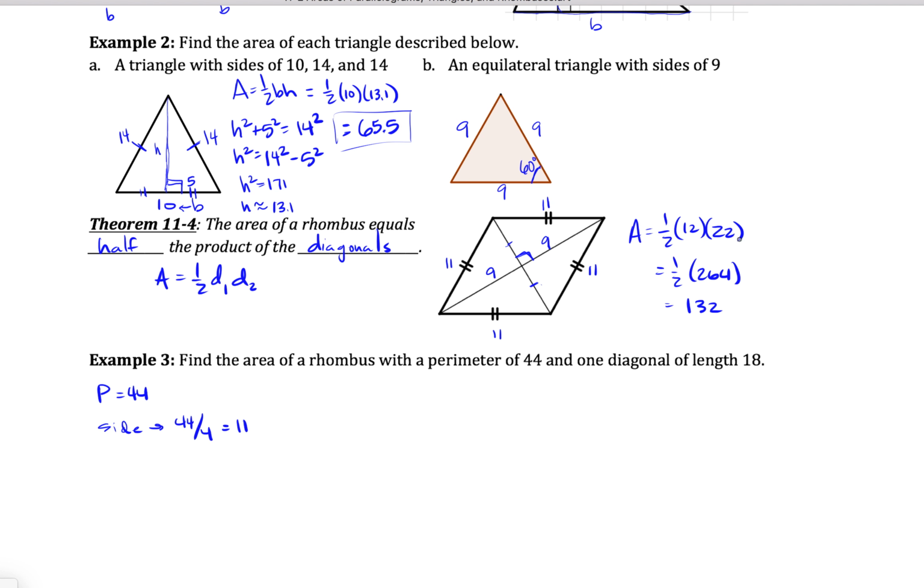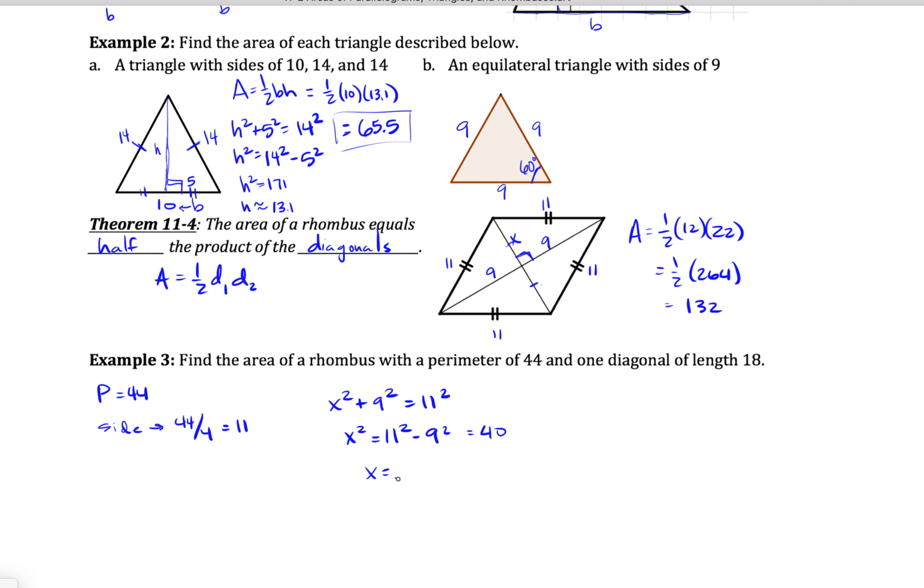And if I'm going to use this formula, half of d1 times d2, I need to know this other diagonal's length. But what I notice is I have a bunch of right triangles where I know 2 of the sides. So if I want to know this side right here, if I want to know this segment, I can set up a Pythagorean theorem problem that says x squared plus 9 squared equals 11 squared. And now x squared would be 11 squared minus 9 squared, which is going to give me 40.